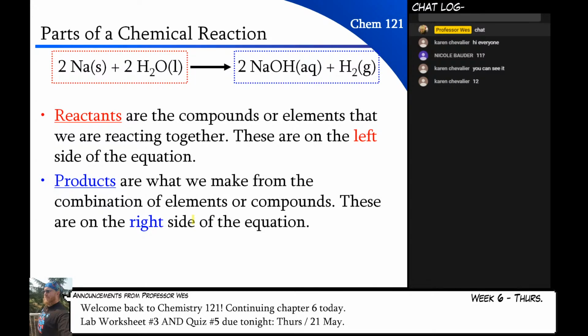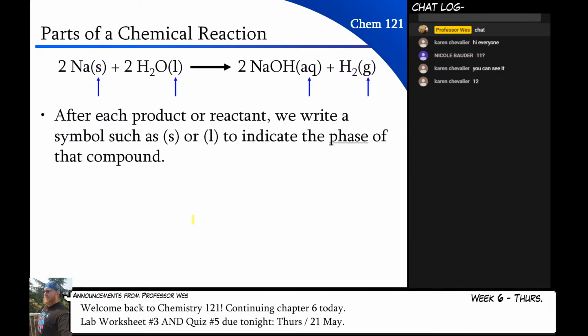The next thing that we're going to talk about are these numbers. Or no, I'm sorry, not the numbers, the phases. The indicators that come after these substances are letters or codes that represent the phase of the compound. And these are phases that you're familiar with because it was literally the first thing we talked about in Chem 121. They are solid, liquid, and gas. But the AQ one might be new to you.